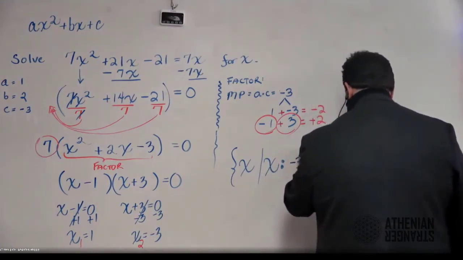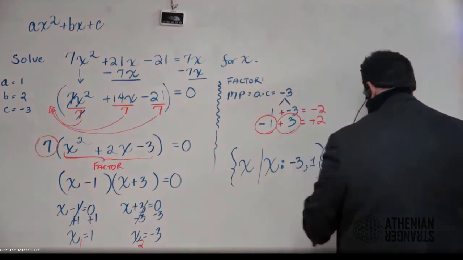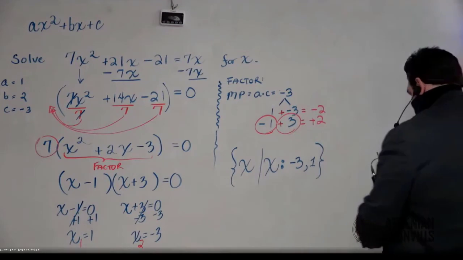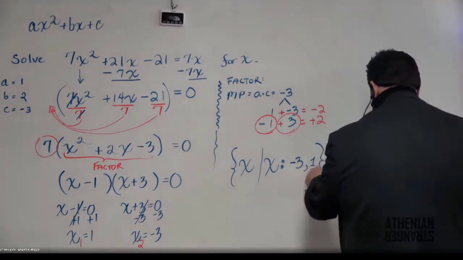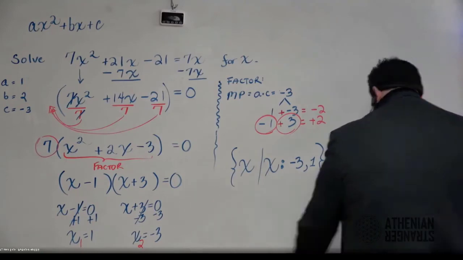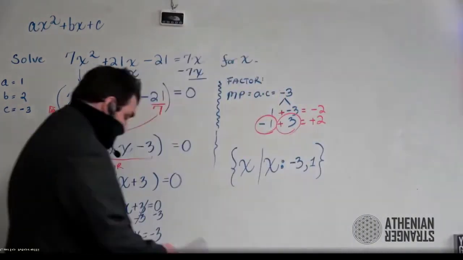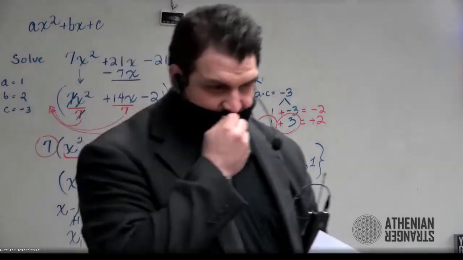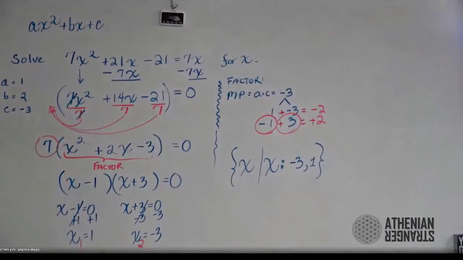It doesn't matter what order you write that in, but the rule of thumb, I don't have a thumb here, but the rule of thumb is negative 3 goes first because it's smaller. Now we check on Desmos to make sure that we didn't make any kind of ridiculous mistakes.